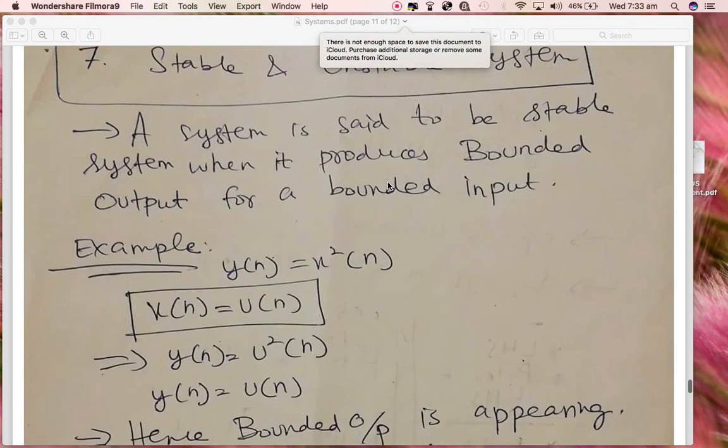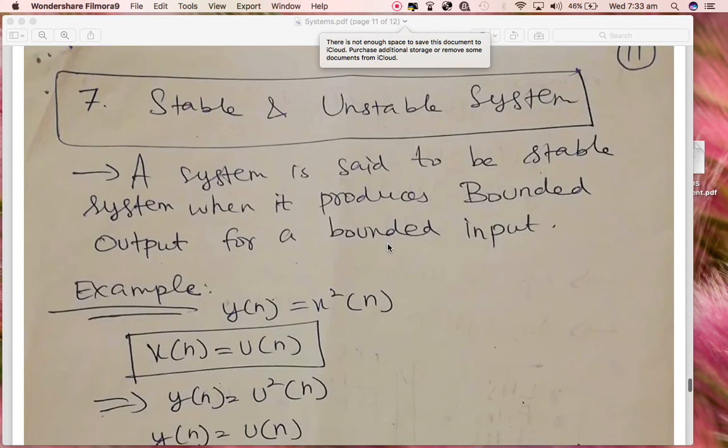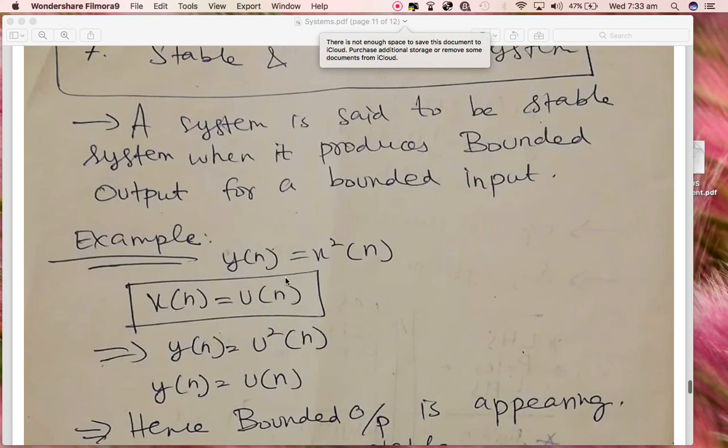Now we have a stable system as well as an unstable system. A stable system is the one which produces a bounded output for any bounded input. What does bounded input mean? It is a finite input, and bounded output means a finite output. So any system is said to be a stable system if it produces a finite output for a finite input. For example, we have this equation of the system, and we have to tell whether it is a stable system or an unstable system.